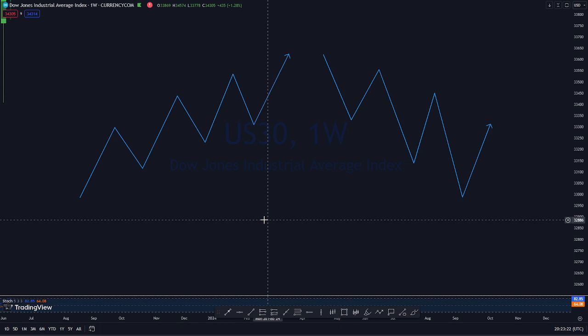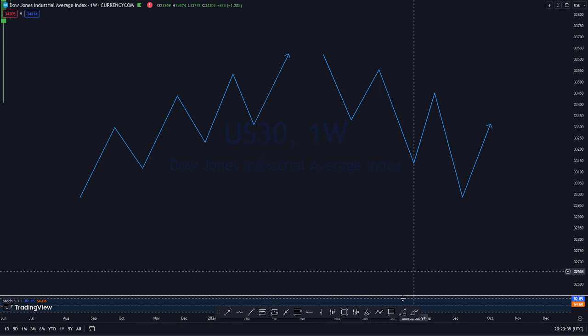So how structure helps is it shows you the bias direction of the market. It shows you where the market is trending, whether to the upside or to the downside, and it shows you the whole condition of the market. So if you know structure, you would be able to know the whole condition of the market, right?